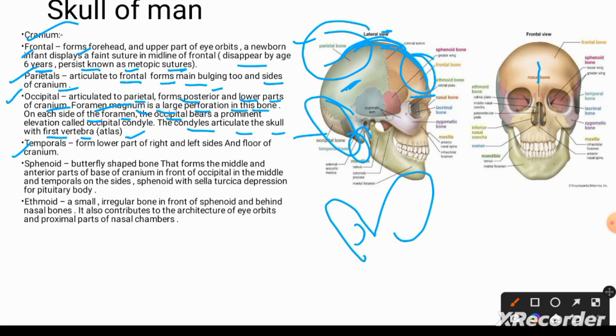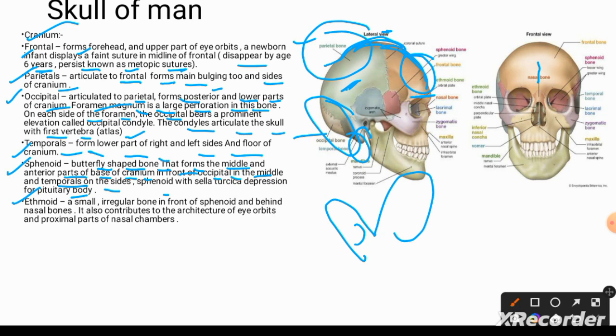Next one is the temporal bones, and they form the lower part of the right and left sides and the floor of the cranium, which is only visible through the ventral side of the cranium. The sphenoid is a butterfly shaped bone that forms the middle and anterior part of the base of the cranium. In front of the occipital, in the middle, the sphenoid has the sella turcica, a depression that is present for the pituitary gland, the master gland in humans.